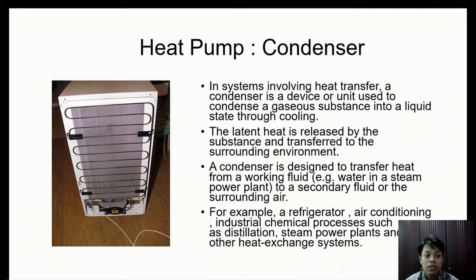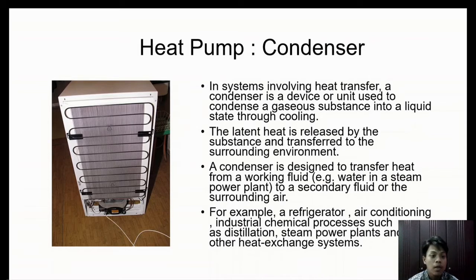For the presentation, I will explain about the condenser in heat pump. First, in a system involving heat transfer, a condenser is a device or we call it a unit used to condense a gaseous substance into a liquid state through cooling mode. By doing that, the latent heat is released by the substance and transferred to the surrounding environment.